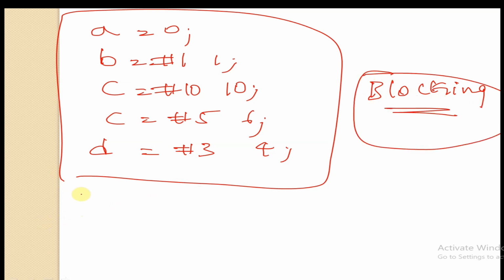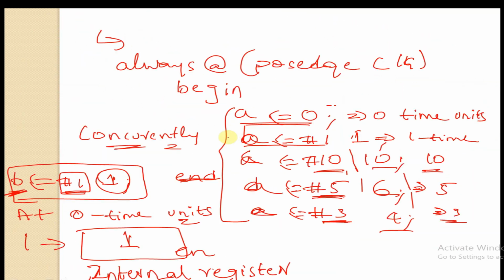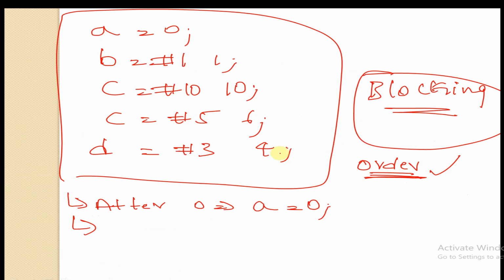So this is blocking. So what happens here? At 0 time units we will get the value of a is equal to 0. And remember, in case of blocking assignments, order is very, very important. In case of non-blocking, order was not important. That's why we were getting the values which have least delay first at the output. But here in the case of blocking assignments, the order is very, very important.